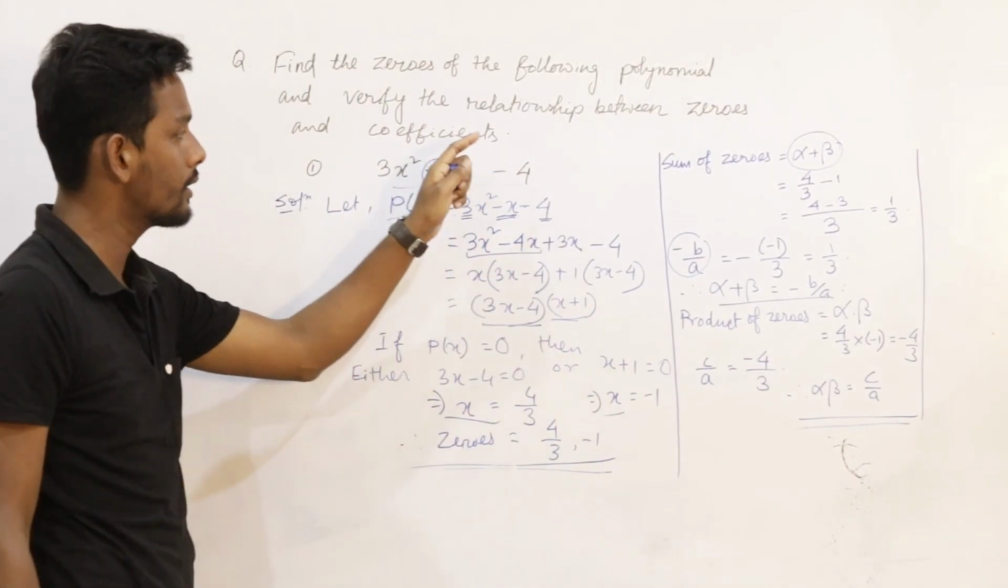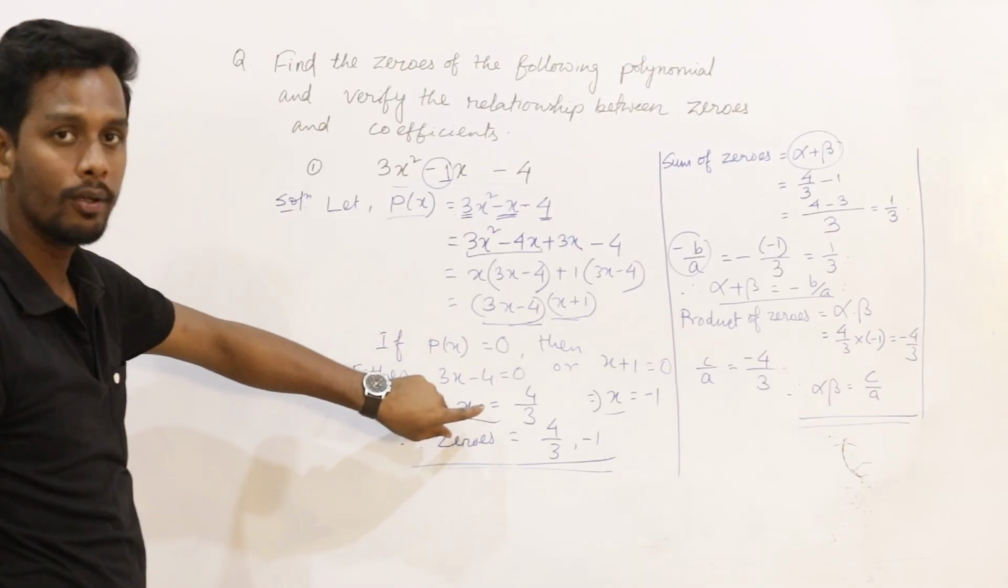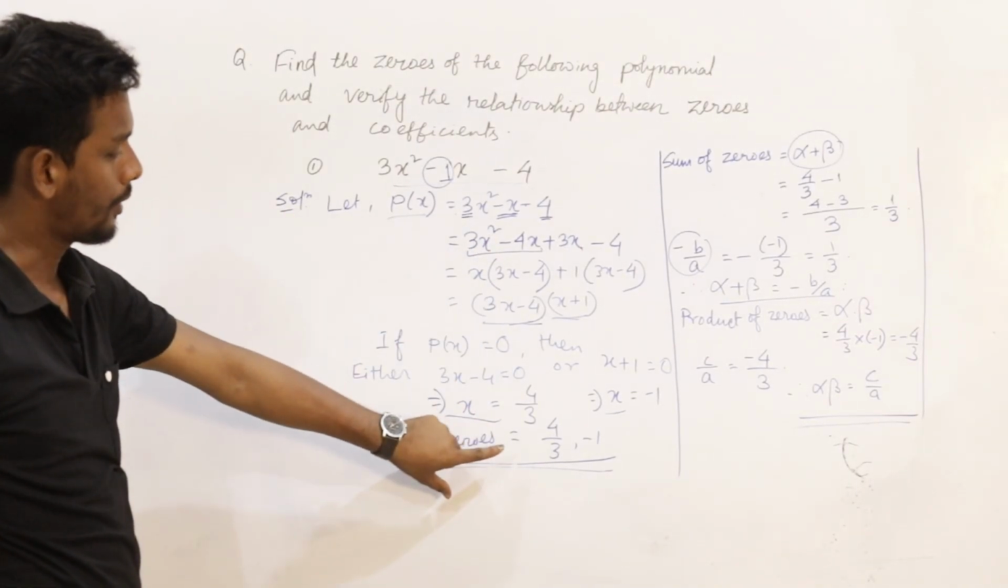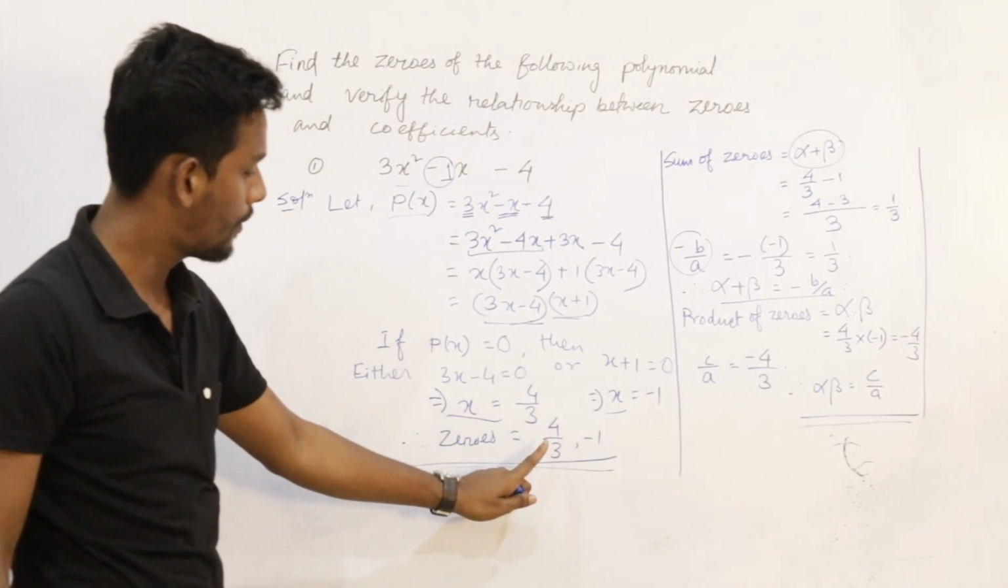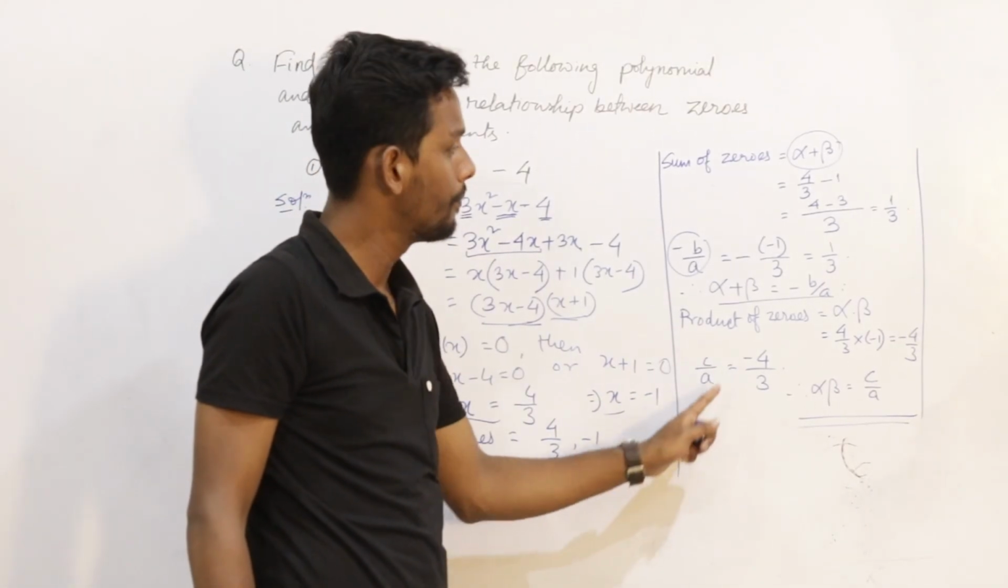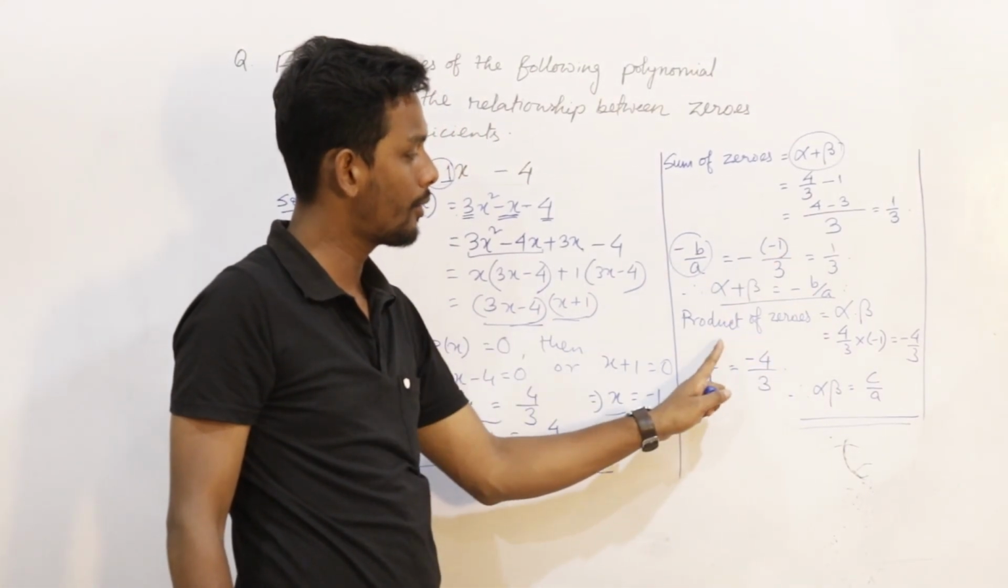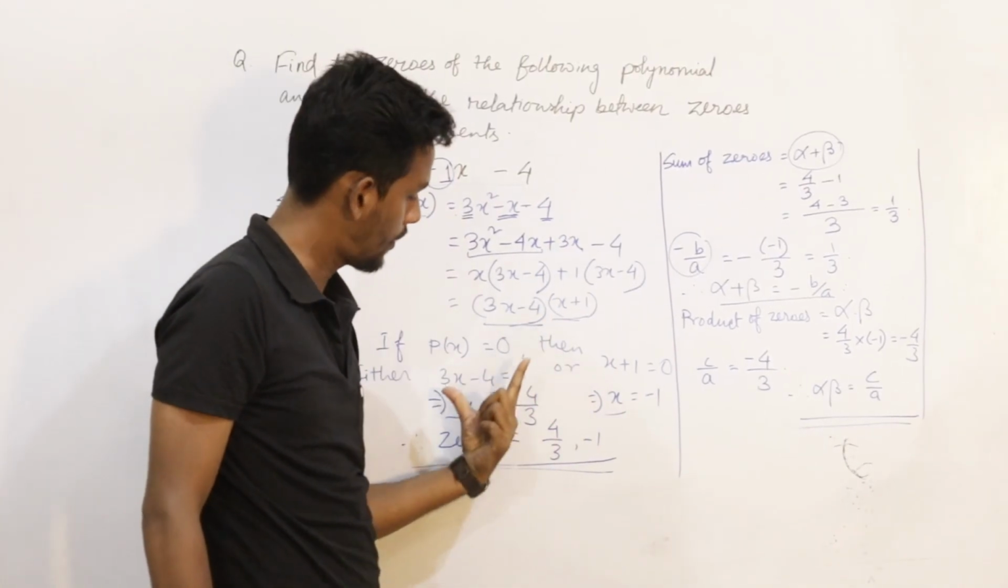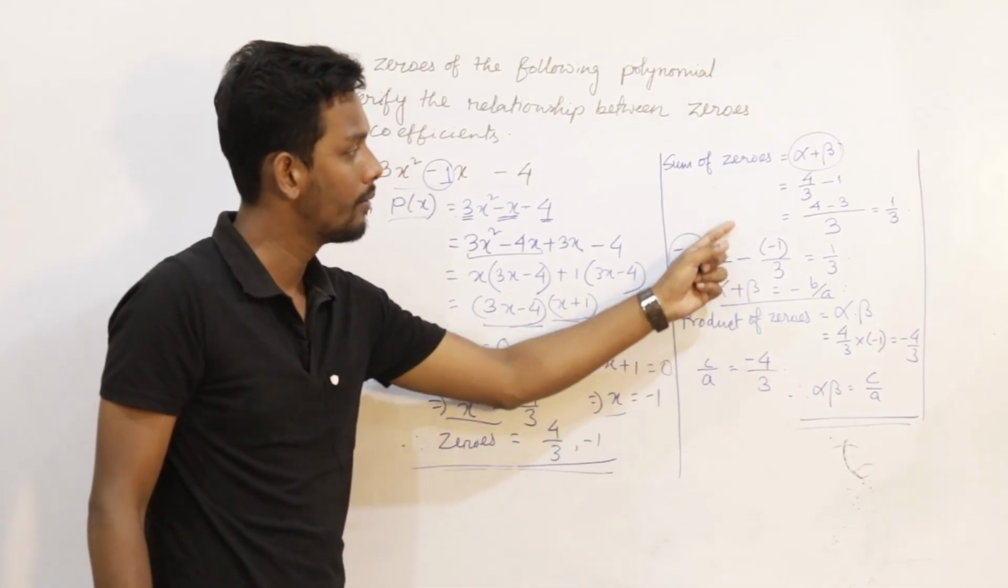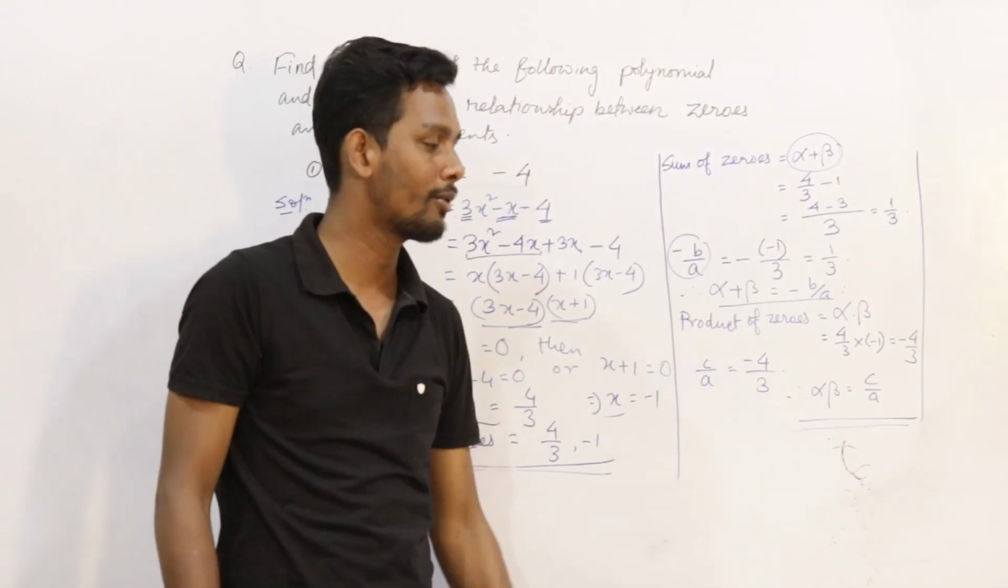So what is the process? First, you have to find the zeros by the prime factorization method. These are the two zeros: alpha is 4 by 3, beta is minus 1. Then the sum of zeros is this one, and the product of zeros is this one. First find the zeros, then verify the relation of sum of zeros and product of zeros.